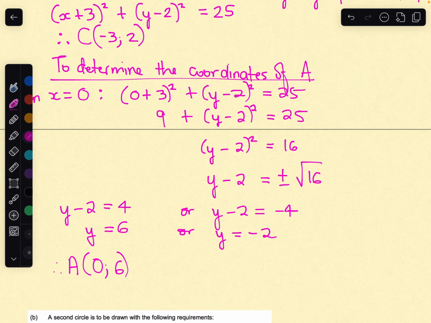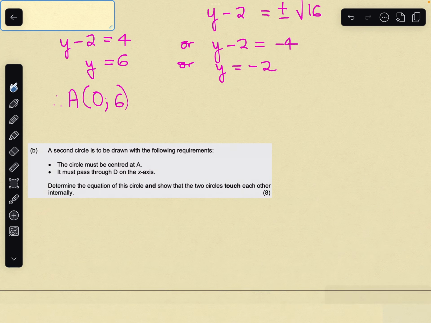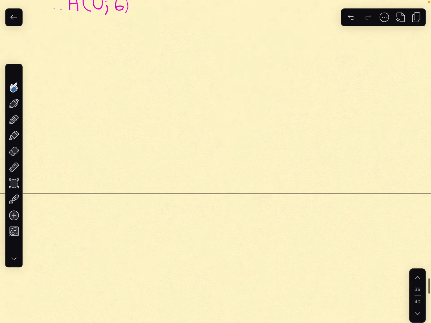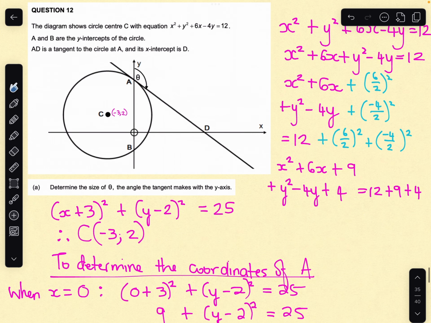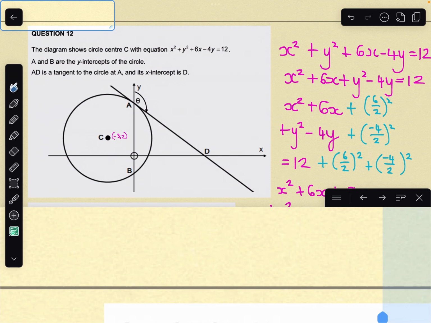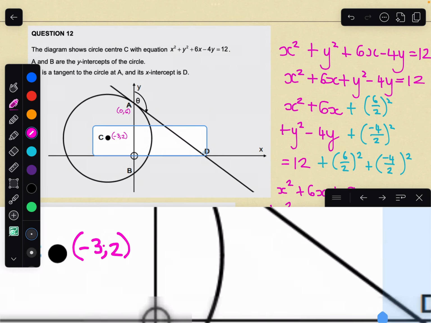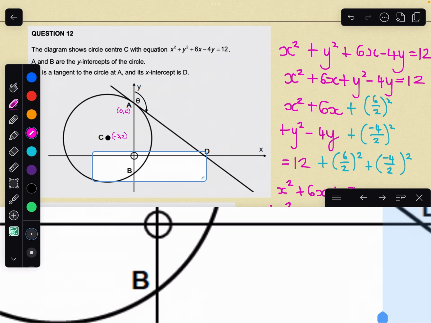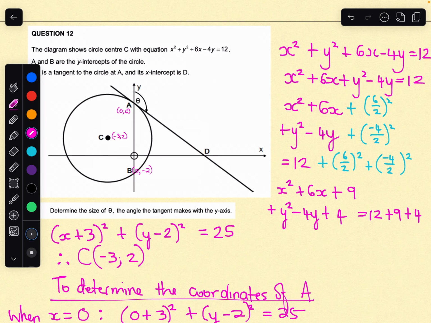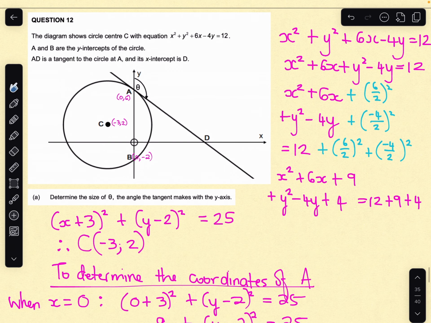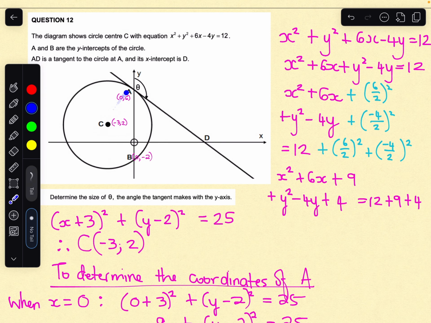Okay, the next question is already peeping through here, so let me move it down. Right, so I'm going to go ahead and fill that in as well. So the coordinates of A are (0, 6), and while we're at it, we might as well fill in the coordinates of B, never know when you need them. So that would be (0, -2).